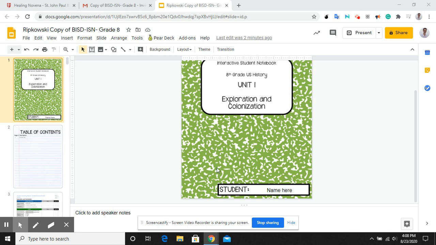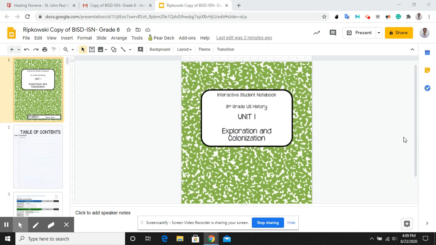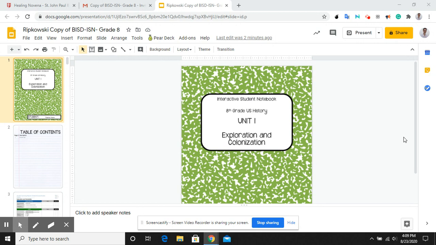Okay, so guys, remember last week I told you we had to finish that assignment learning about computer skills, inserting text boxes, images. I said we were going to have an interactive notebook. Here it is. This is what we're going to work out of pretty much the remainder of the year. We're going to have one for each unit. So for this unit, we are starting off with exploration and colonization, like Christopher Columbus and things like that, Jamestown. So that's what we're doing.